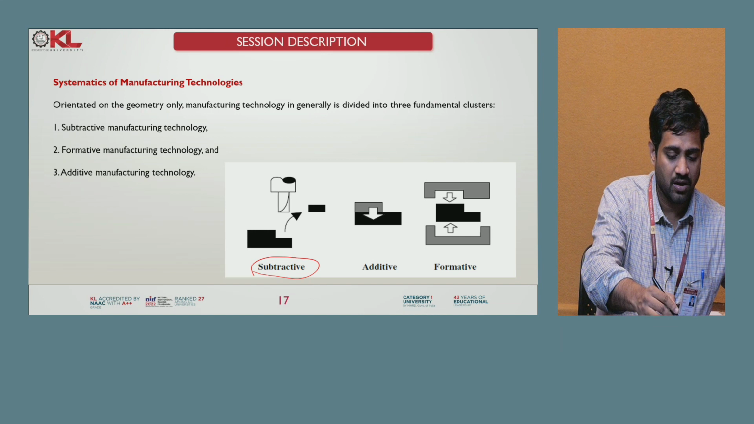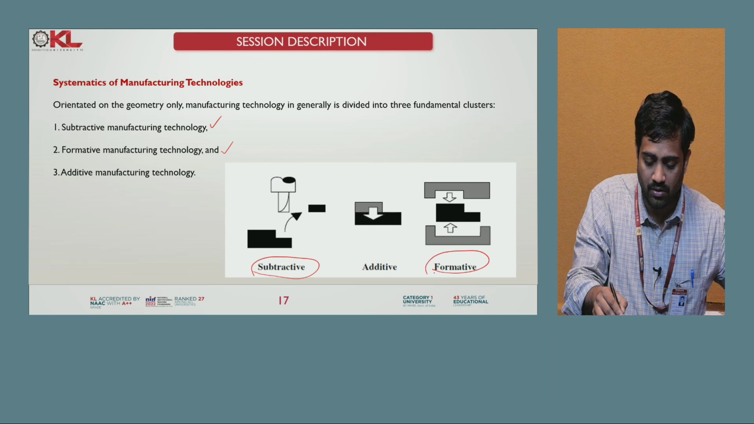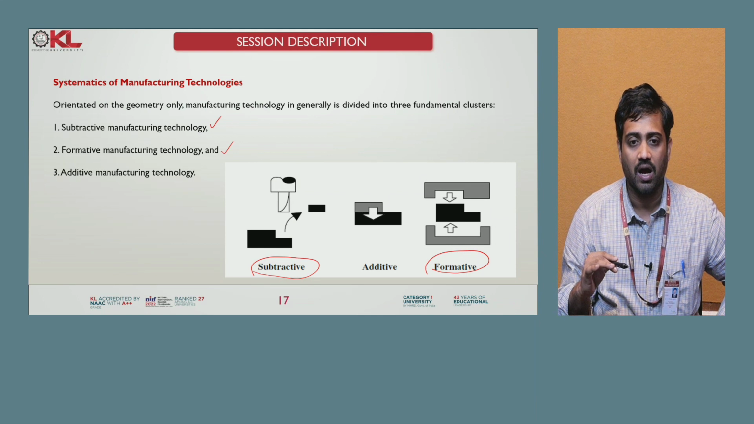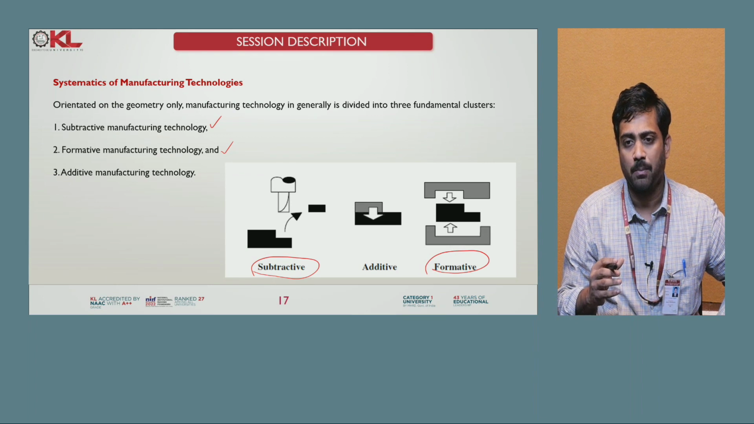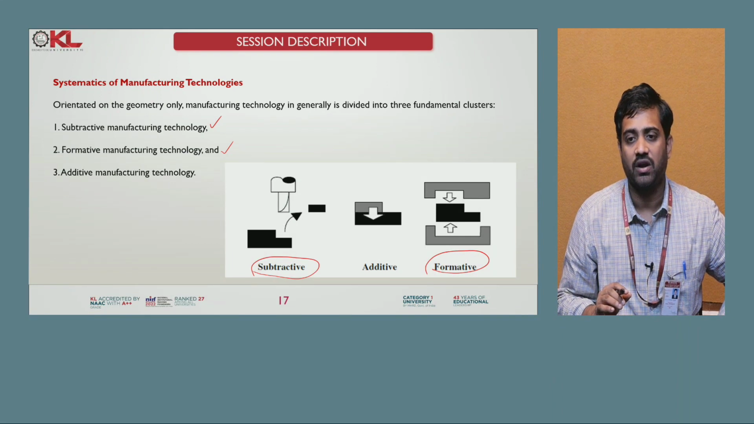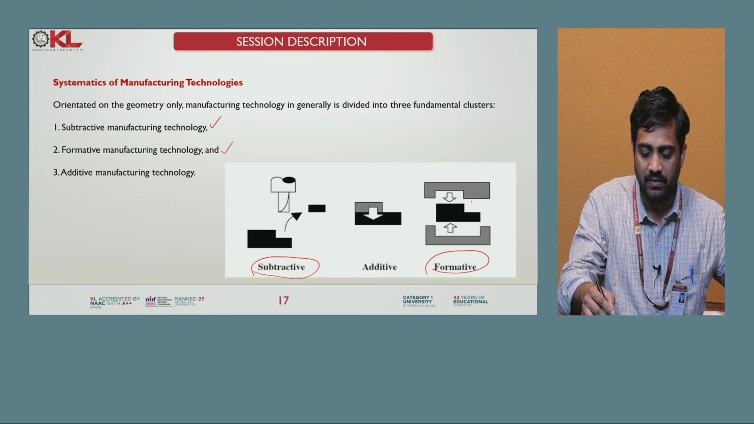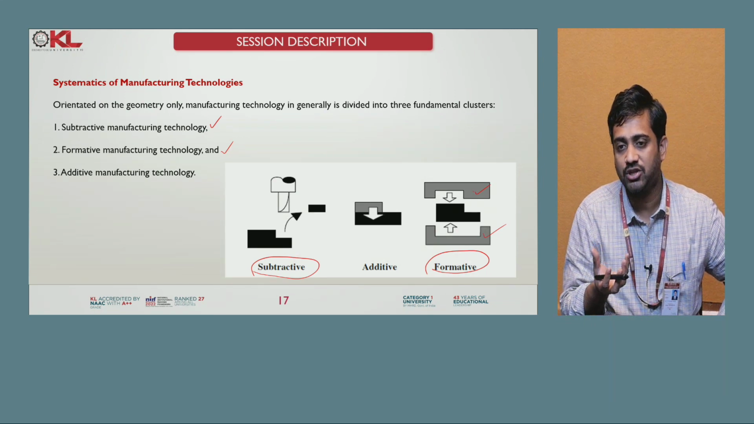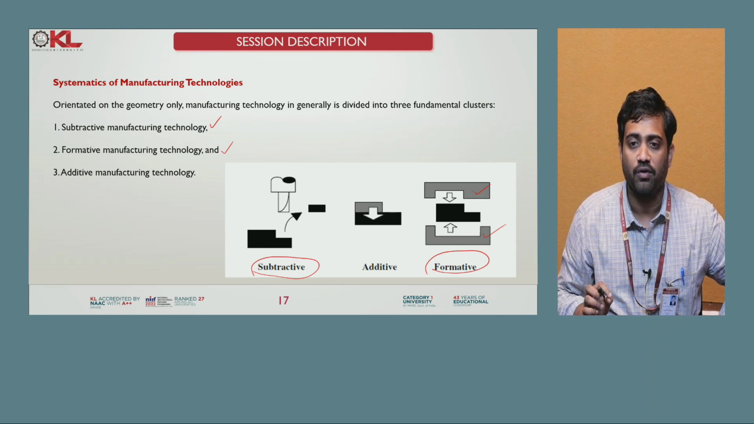The next one is formative manufacturing technology. In formative, without removing or subtracting material, by the forming process, which means by shaping only, we change the size or dimensions of a part. How? By keeping the part between two dies and applying a force through a deformation process, the part is expanded as per the shape of the die.